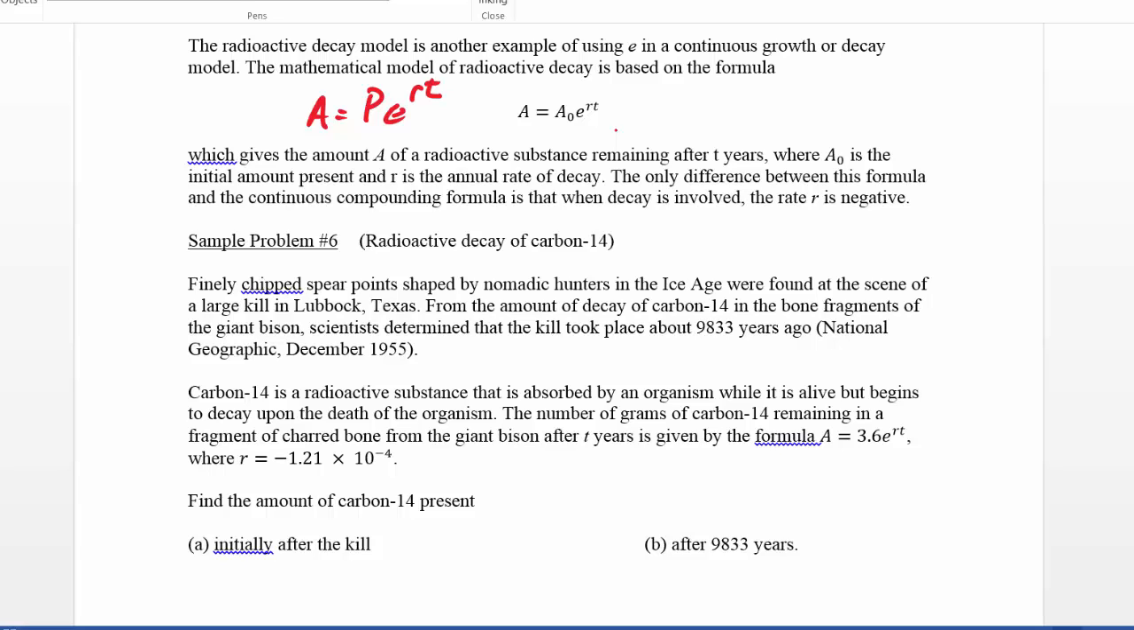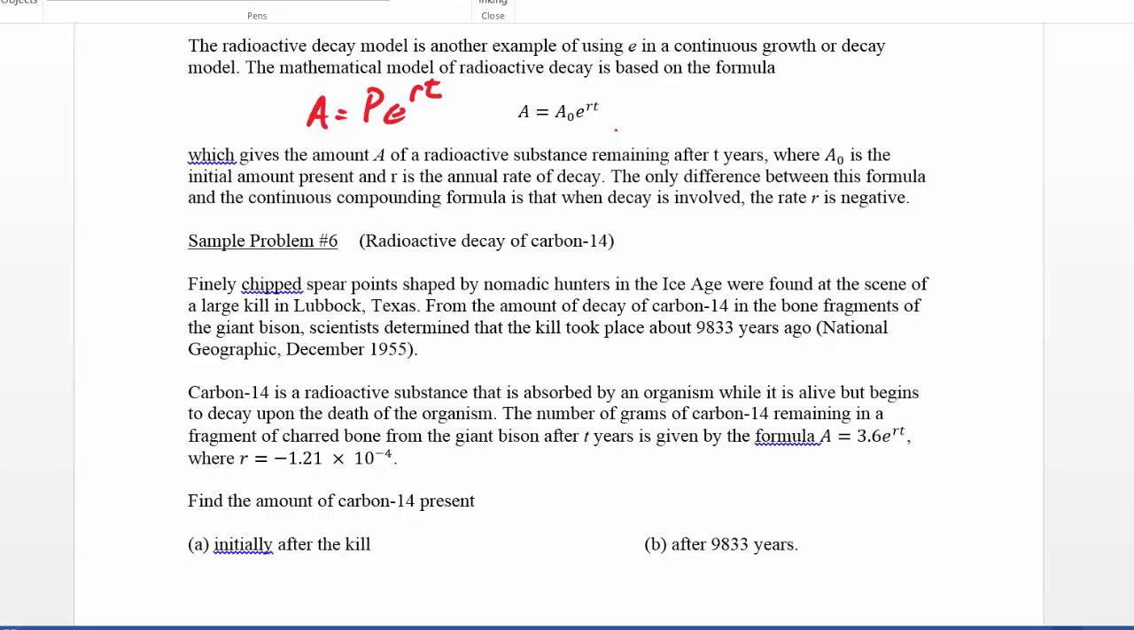Now, if you notice in sample problem number 6, I'm going to let you do this in a second, the formula is 3.6 e to the RT, and you may be thinking to yourself, well, wait a minute, 3.6 does not create a decay model. That's values greater than 1, and so what it ends up doing is creating a growth model. But what you'll notice is right after that it says that the R is a negative 1.21 times 10 to the negative 4th, and so what you're going to have there is a negative exponent value that is actually going to create a fraction between 0 and 1, and that's where the decay is actually going to come from.